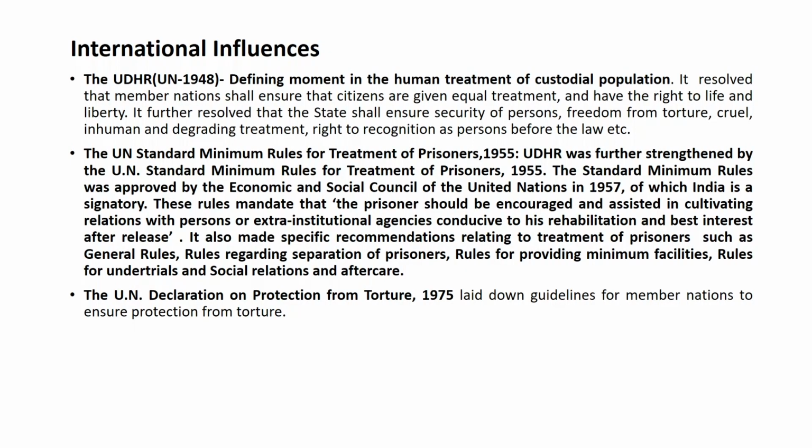Now, after the UDHR, another important thing that happened at the international level was the UN Standard Minimum Rules for the Treatment of Prisoners, 1955. The UDHR was further strengthened by the UN Standard Minimum Rules for the Treatment of Prisoners, and these were approved by the Economic and Social Council of the UN in 1957, of which India is also a signatory. Now, these rules mandate that prisoners should be encouraged and assisted in cultivating relations with persons or agencies outside the institution conducive to their rehabilitation and best interests after release. That means how a prisoner can be better facilitated to assimilate outside the prison, so that after release the person would be in a better position to get accustomed to the normal functioning of society.